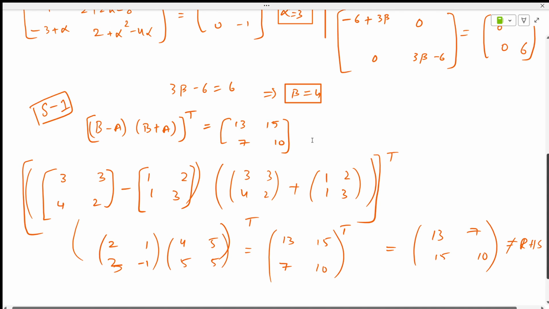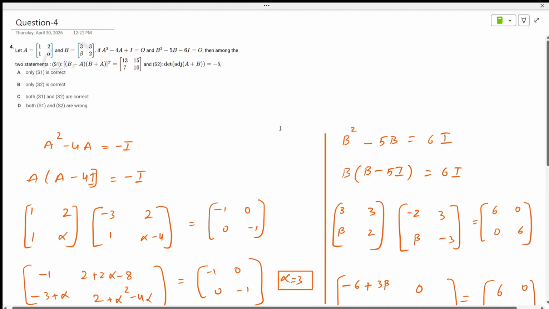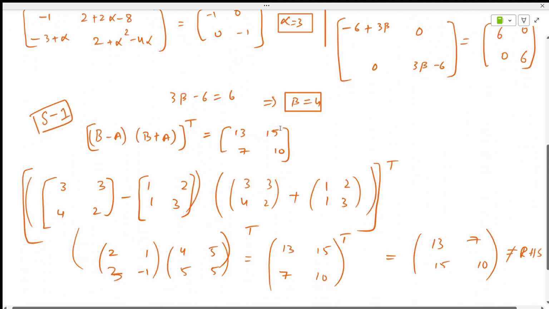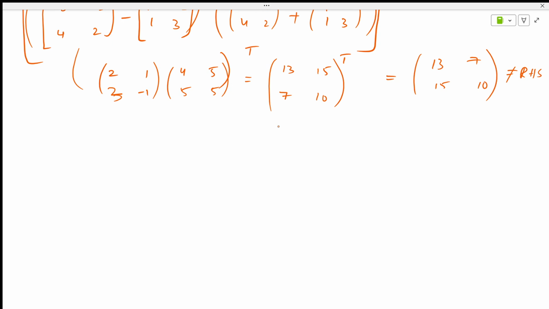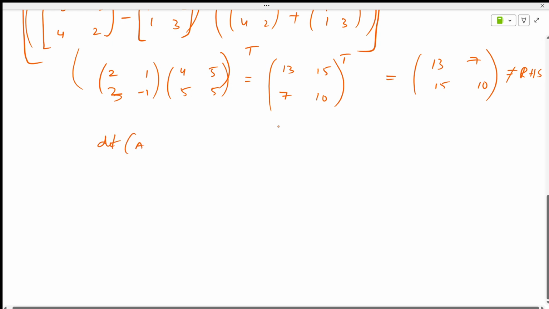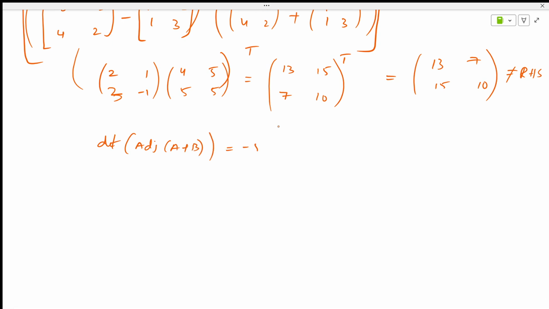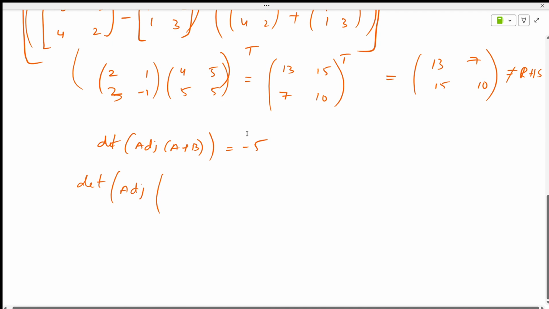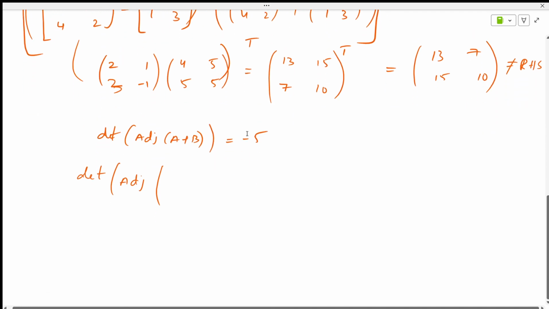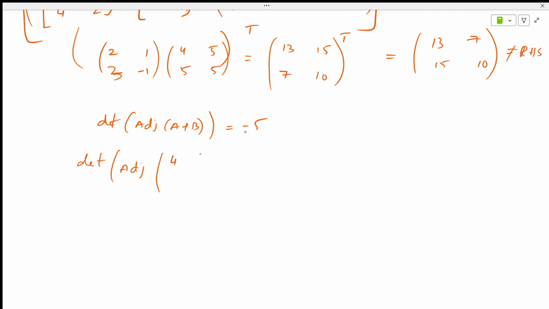Let us look at statement 2, which is beta of adjoint of A plus B equal to minus 5. So beta of adjoint of A plus B is equal to minus 5. So beta of adjoint of what is A plus B? We already found A plus B, which is equal to 4, 5, 5, 5.